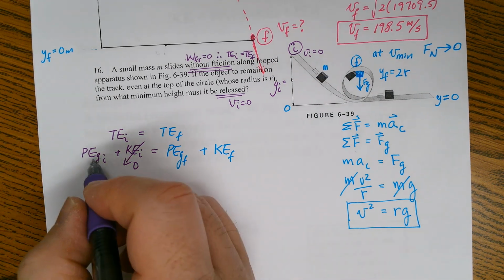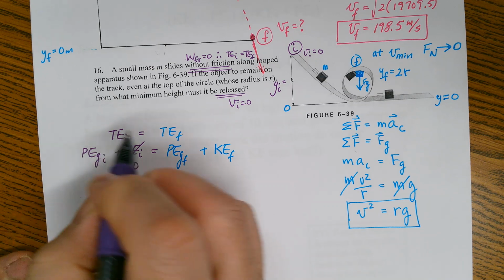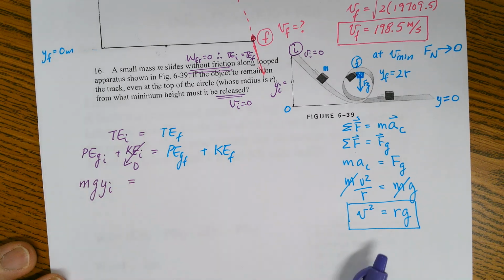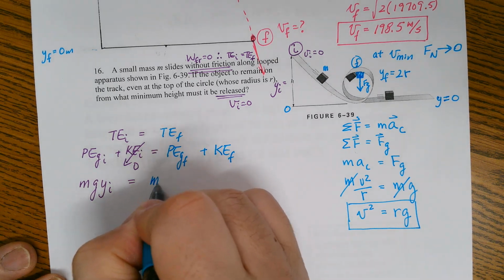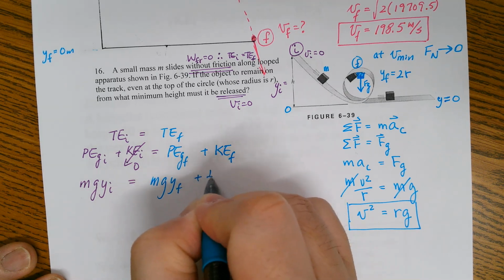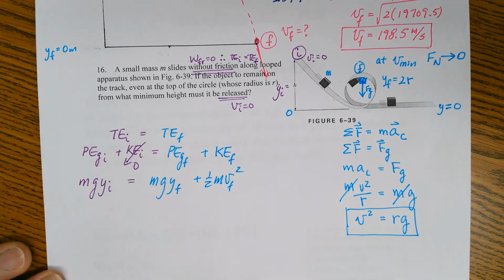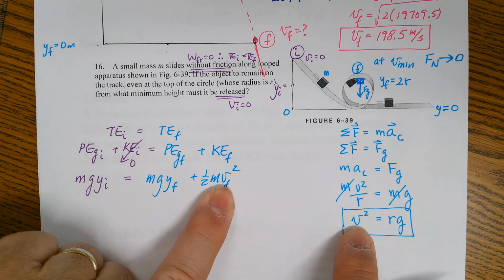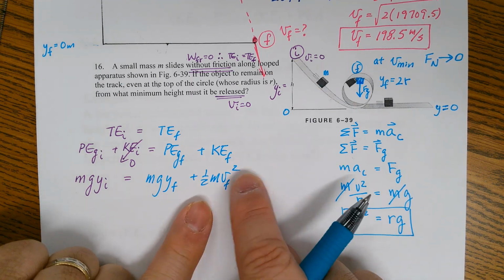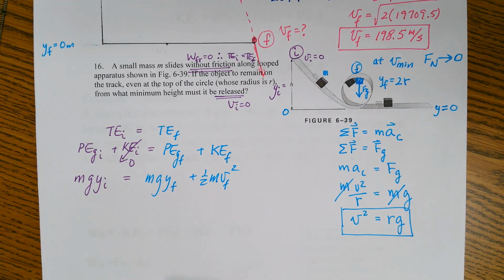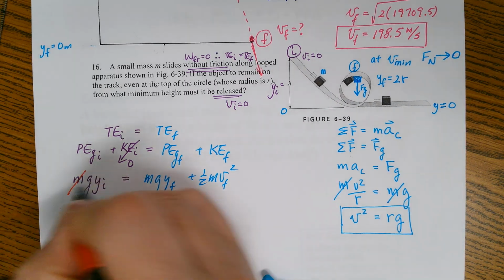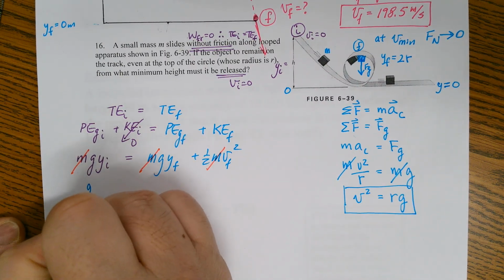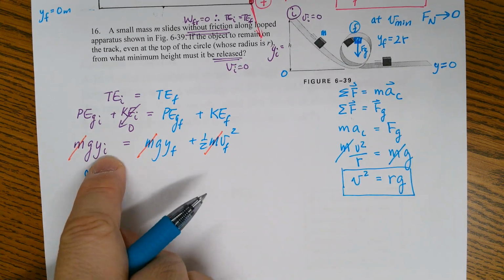So now, let's plug in. The potential energy gravitational initial is just mgy initial, and that is equal to mgy final plus 1/2 mv final squared. So this v final is this v final. And since this v final squared, I could just substitute that with rg in here. Again, my masses will cancel out nicely. Here, g times h, because my y initial is h.